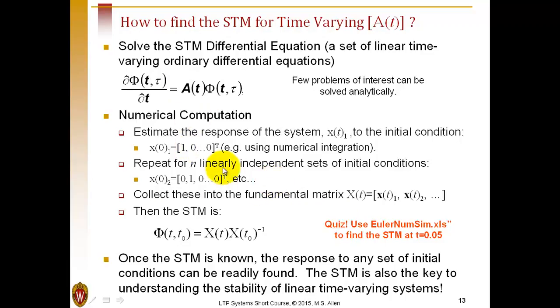And actually, there are improved algorithms. A paper by Friedman in the 70s showed that you could integrate the system in a single pass using an algorithm like Runge-Kutta that would produce the state transition matrix in a single pass by basically integrating the equations with an identity matrix as the initial condition rather than a vector initial condition.